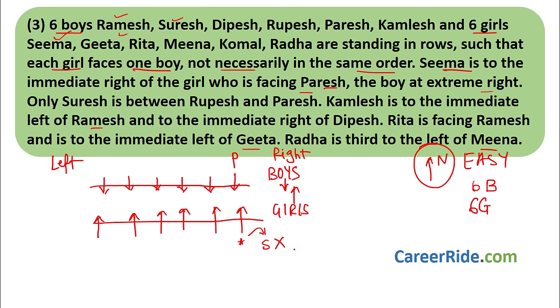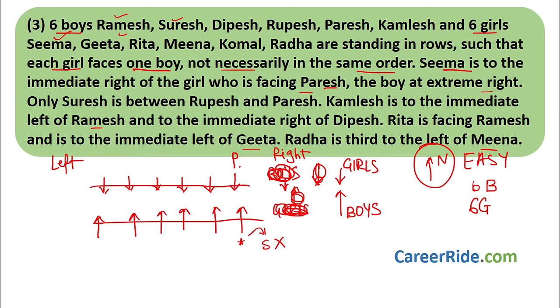So how to correct it? Where exactly are we getting wrong? We assumed that boys are facing downwards. There may be the chance that boys may be facing upwards and girls may be facing downwards. So now let us change the orientation. Girls will be facing downwards, boys will be facing upwards. Okay, now this is right, this is left.